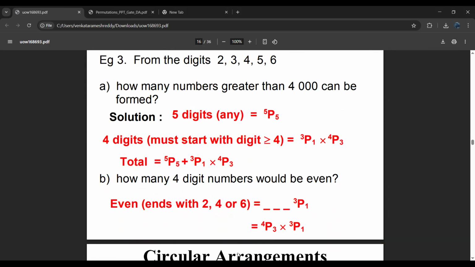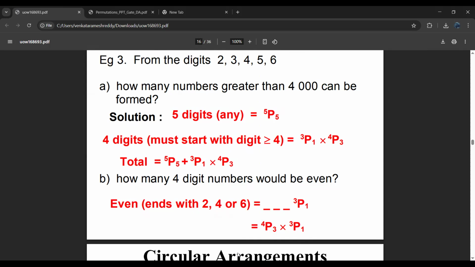Next example. From the digits 2, 3, 4, 5, and 6, they are asking how many numbers greater than 4000 can be formed. Out of the given digits, how many ways can you arrange them in such a way that the number should be greater than 4000?